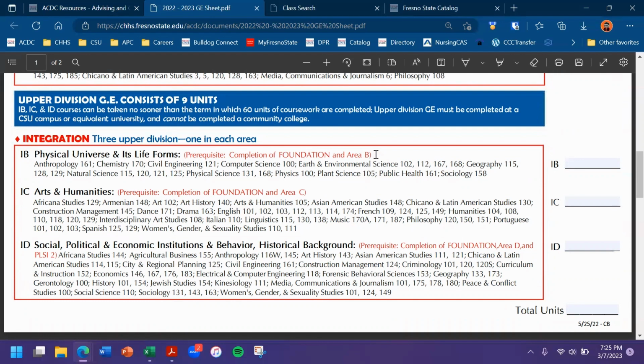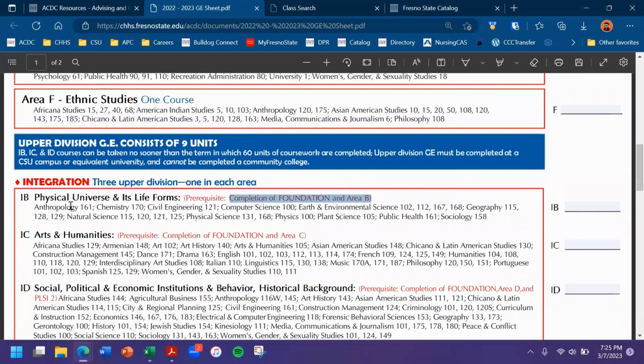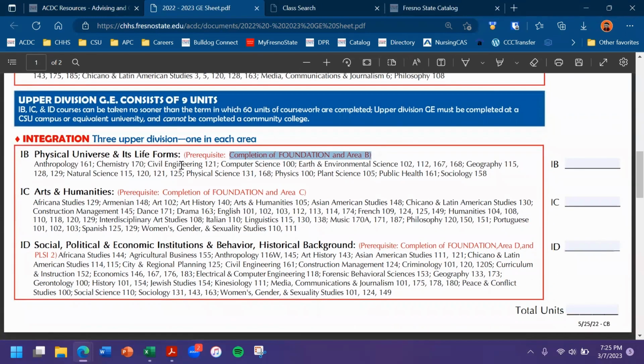In opposition, the requirement that is actually typically a prerequisite is completion of the lower division area that's respective to that area. So B for IB, for example, and foundation. So if those are already completed, you can usually jump in if you're running out of classes, for example. Additionally, upper division GE cannot be completed at a community college since it's considered upper division, and that credit cannot be brought in from a JC.